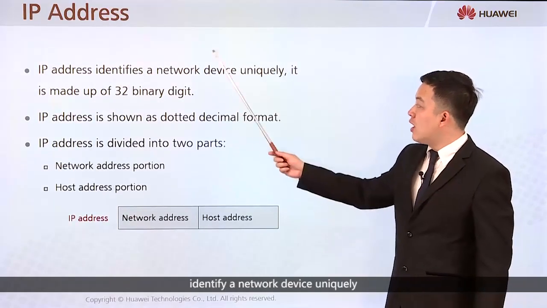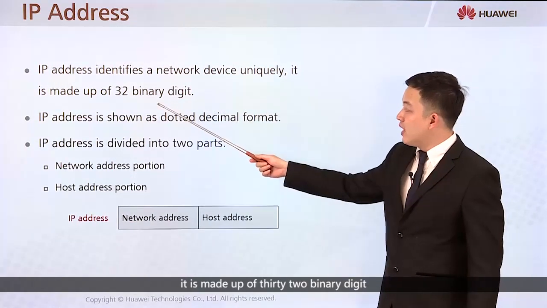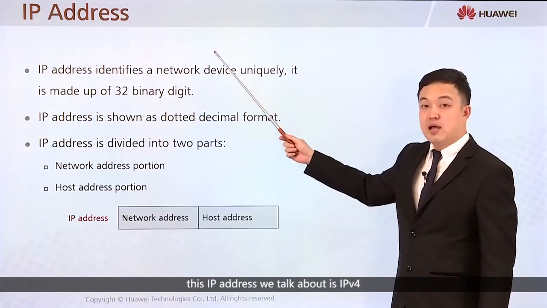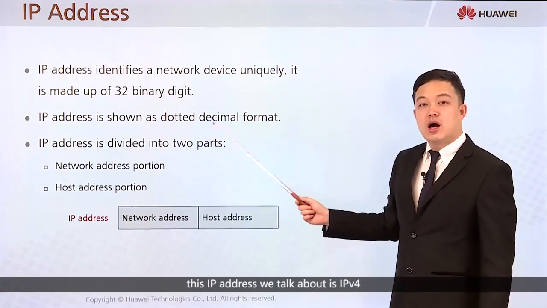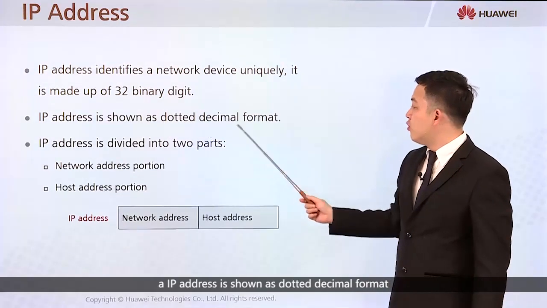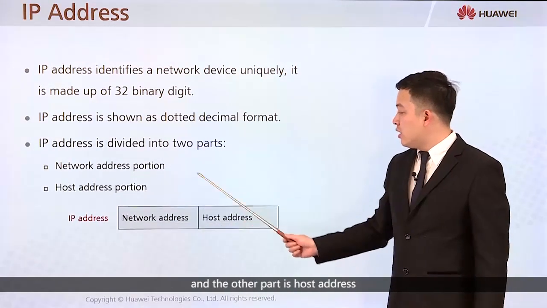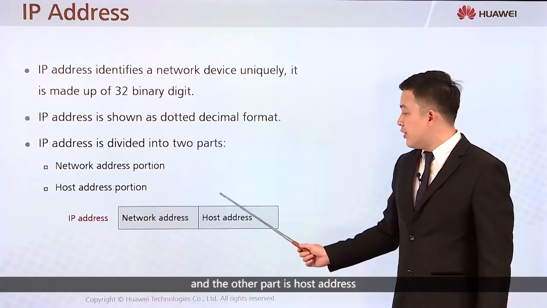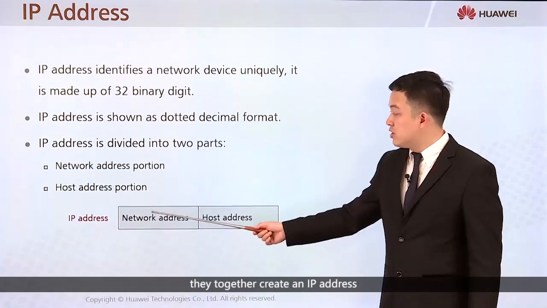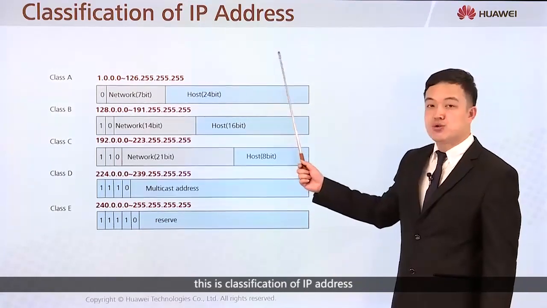An IP address identifies a network device uniquely. It is made up of 32 binary digits. The IP address we talk about here is IPv4. An IP address is shown in dotted decimal format. It has two parts. The first part is the network address, and the other part is the host address. They both together create an IP address.